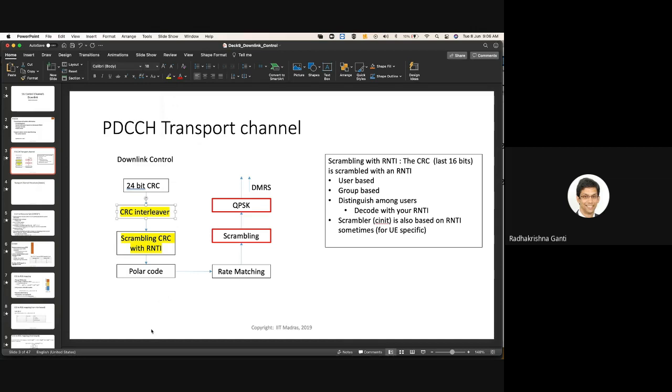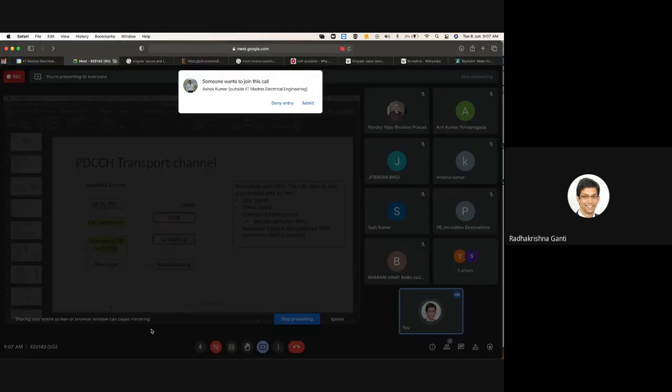Here is something very specific to PDCCH. In the PDSCH channel, when we add the CRC, we don't do anything. The CRC and the data are treated the same, and they're sent to the LDPC encoder. Whereas in PDCCH, it is a little bit different. In PDCCH, they take the CRC and scramble it with something called RNTI, Radio Network Temporary Identifier.